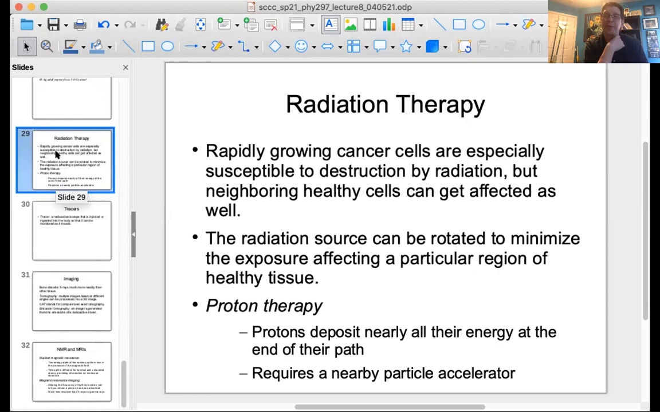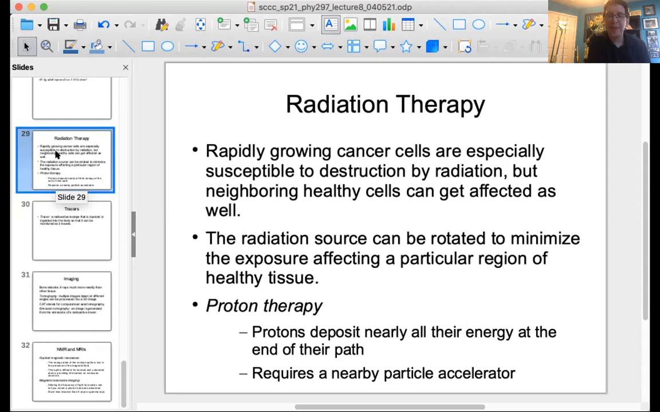Radiation can hurt people, but if applied correctly, it can also help people. Rapidly growing cancer cells are especially susceptible to destruction by radiation. So the challenge has always been and continues to be to deliver the radiation to the cancer cells, but not to the nearby healthy cells, because obviously you don't want to do more harm than good, and you want to minimize the amount of harm you do for the help that you do. The radiation source can be rotated to minimize the exposure affecting a particular region of healthy tissue.